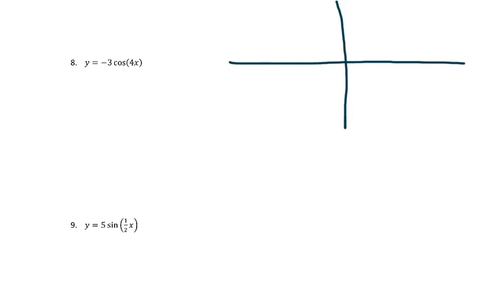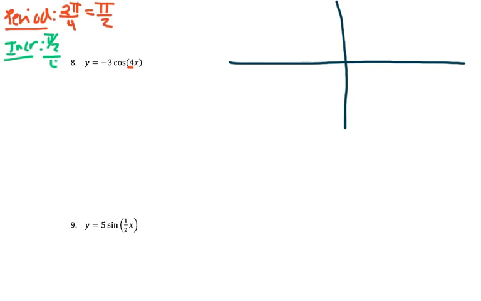So now here we have our period is normally 2 pi, but it's divided by whatever's inside with the theta or the x. So this is divided by 4. So my period here is pi over 2. So my increments are pi over 2 divided by 4, which is pi over 2 times 1/4, which is pi over 8.